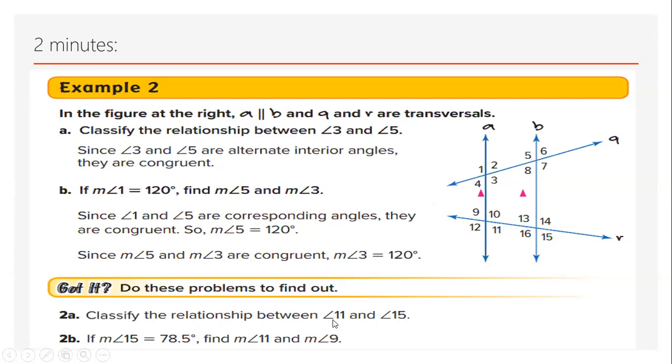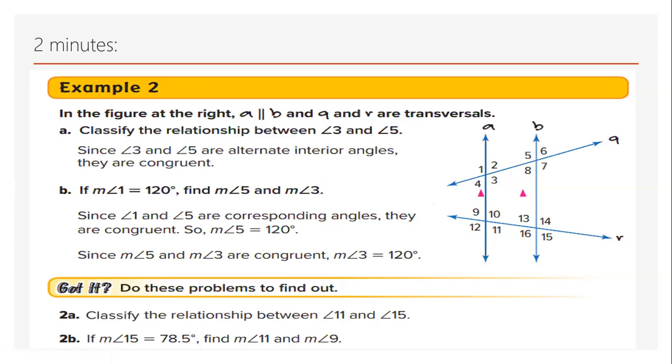Classify the relationship between angle 11 and angle 15. Angle 11 and angle 15 are corresponding angles. If measure angle 15 is 78.5, so this angle is 78.5, find measure angle 11. It's the same because they are corresponding angles. So angle 11 is 78.5 as well.